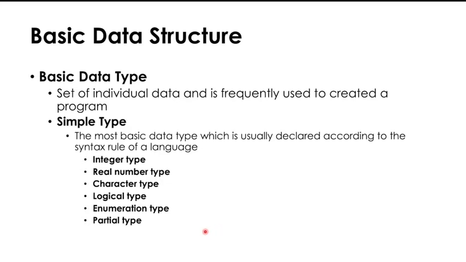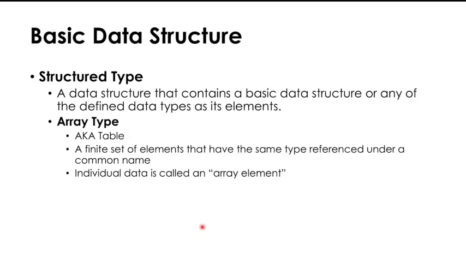And then next we have the structured type. A structured type is a data structure that contains a basic data structure or any of the defined data types as its element. First we have an array type, which is also known as a table. These are a finite set of elements that have the same type reference under a common name. And individual data is called an array element.